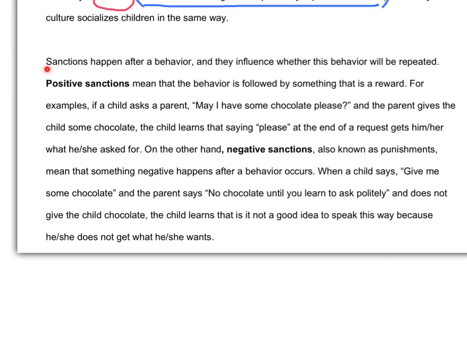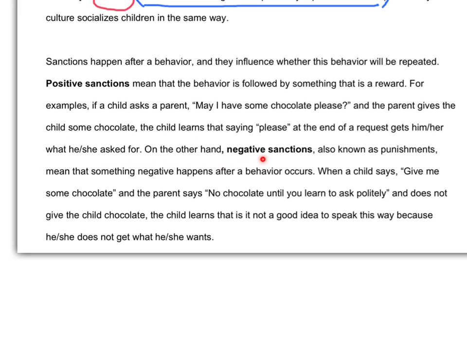Here's the paragraph. Sanctions happen after a behavior and they influence whether this behavior will be repeated. Positive sanctions mean that the behavior is followed by something that is a reward. For example, if a child asks a parent, "May I have some chocolate, please?" and the parent gives the child some chocolate, the child learns that saying please at the end of a request gets him or her what he or she asked for.